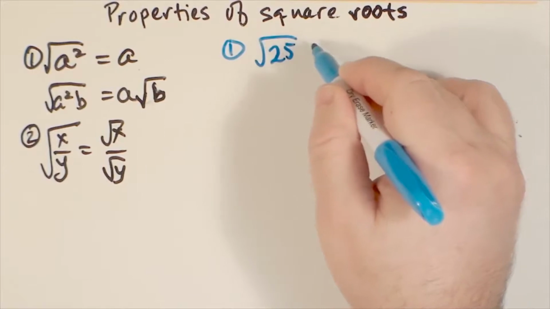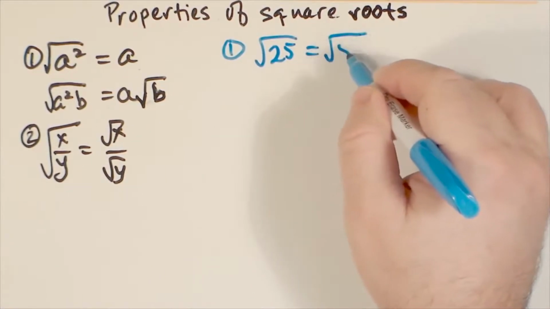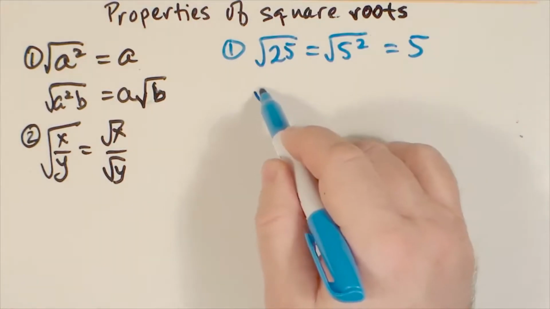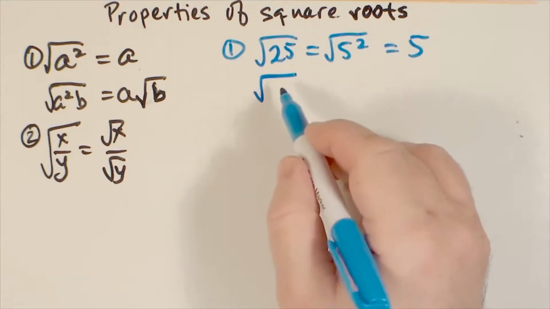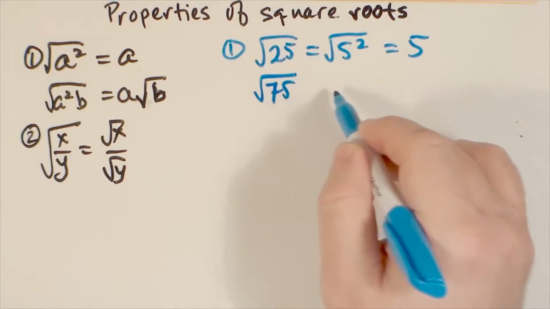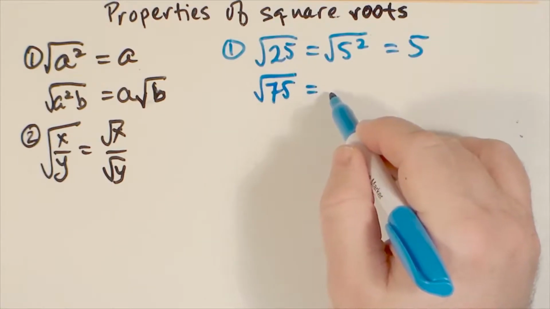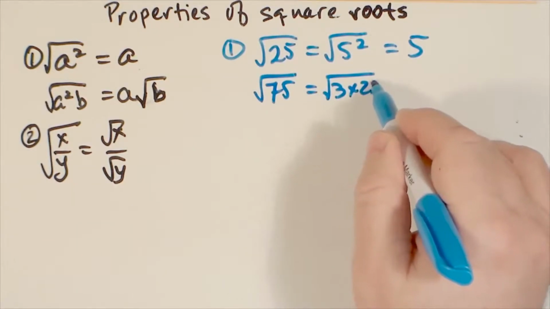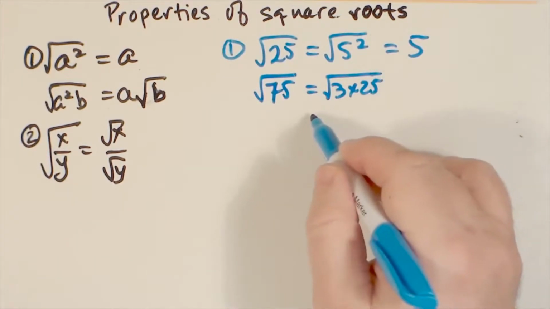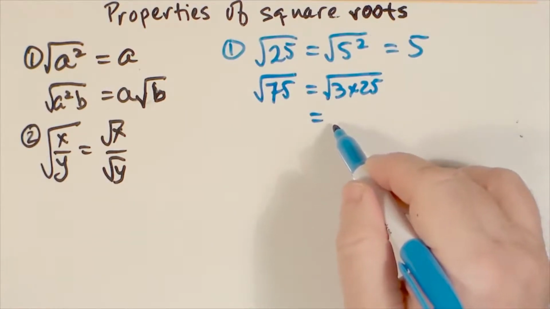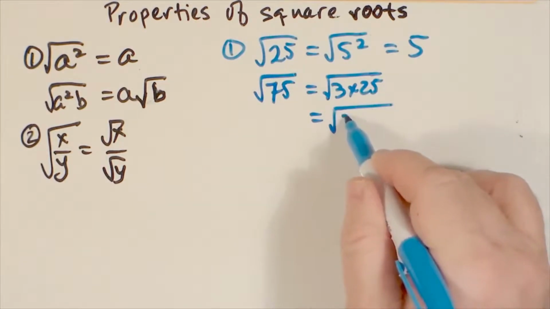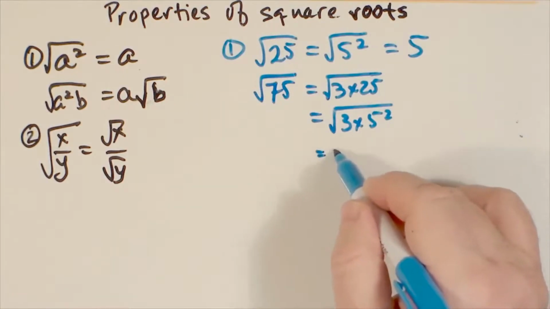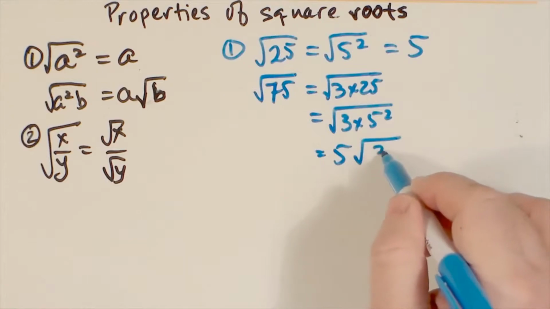To take even more examples, let's say we have the square root of 25. Well, that's the square root of 5 squared, and that's 5. We have already seen an example like it. How about the square root of 75? Well, we can say that's 3 times 25, and we already know what the square root of 25 is, that a 5 can come outside of the surd, and so we can say that's 3 times 5 squared, or 5 root 3.